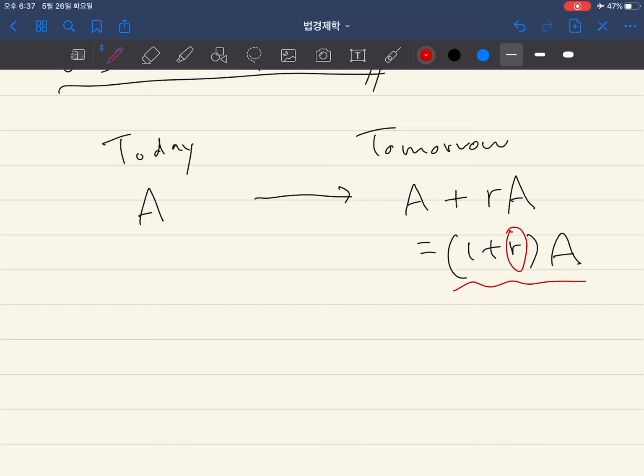So you can say this is the future value of $8 today. Today's $8 will become (1 plus R) times $8 tomorrow. So we can say this is the future value of today's $8.